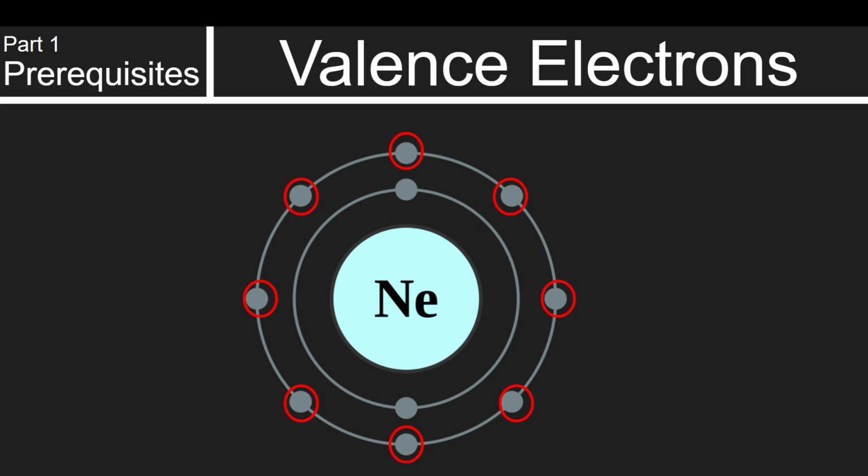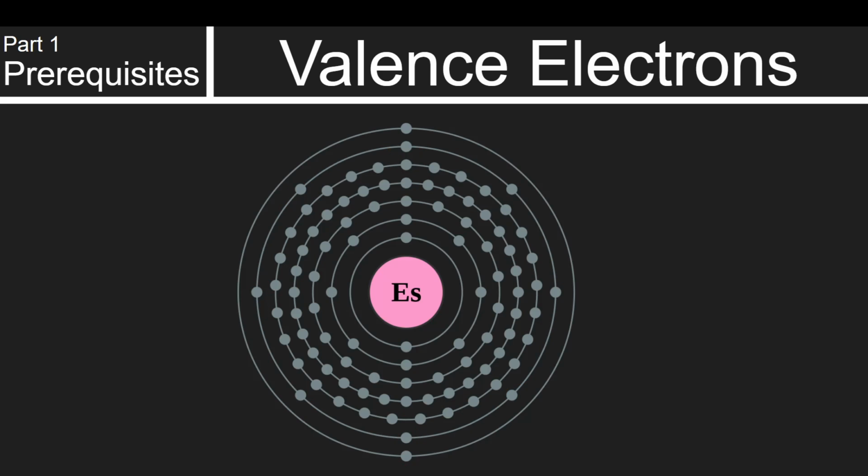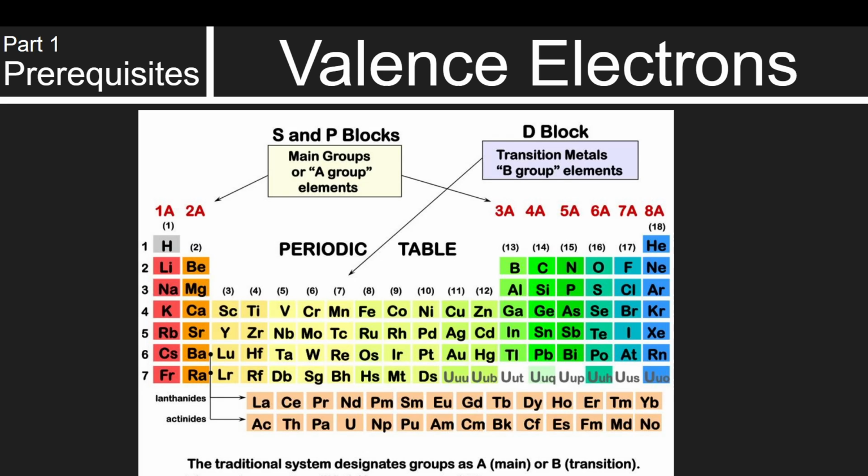So neon is a noble gas, so it's super stable, and as you would expect, it's got 8 valence electrons. So even with Einsteinium, which is a super confusing, huge molecule, the Bohr model still allows us to track the valence electrons. Seeing on the outermost ring, there are in fact 2 valence electrons. So even the Bohr model does help us find valence electrons, which is really great. But that doesn't mean we need to draw the Bohr model just to be able to see what the valence electrons are.